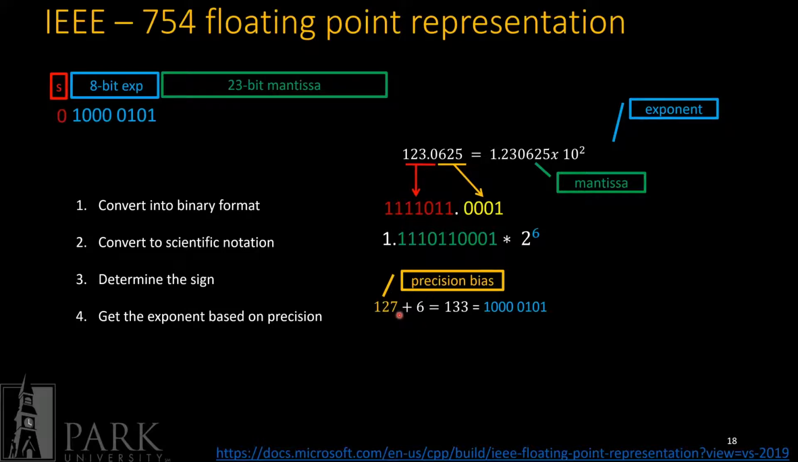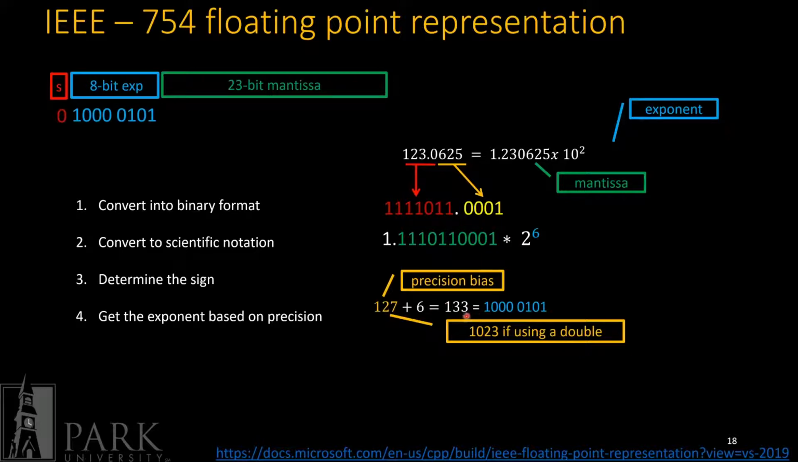So for a 32-bit number, we use the precision bias of 127. If we're using a double, we would use 1023 as our bias. And then what we do is we add the number of digits that we moved over, or our exponent, to that bias, and that gives us whatever value that we need to store in our 754. So in this case, since we're doing a float, we have 127 plus 6 because that's how many decimal places we moved over to get into scientific notation.